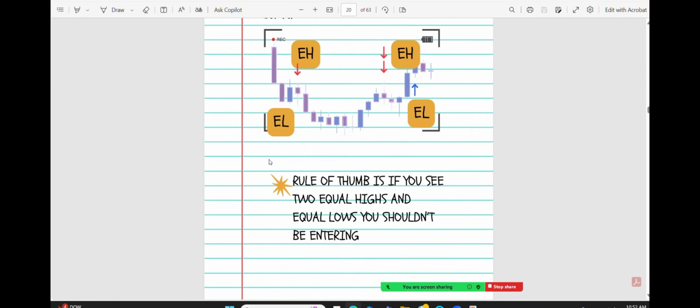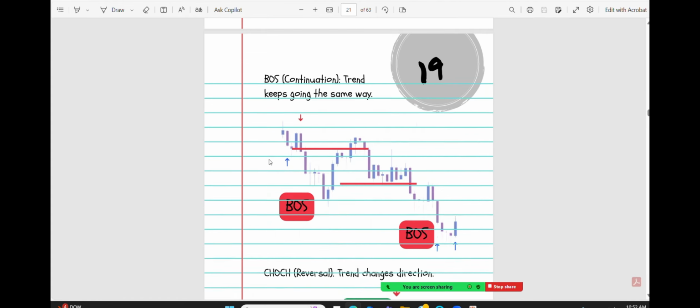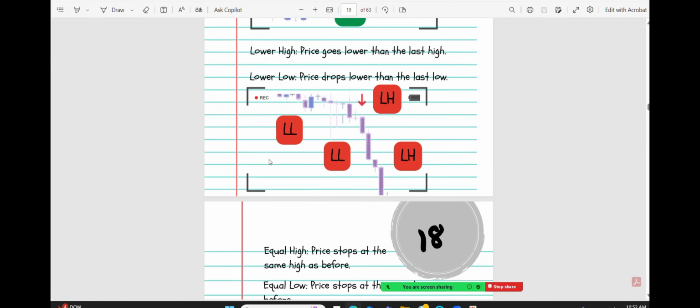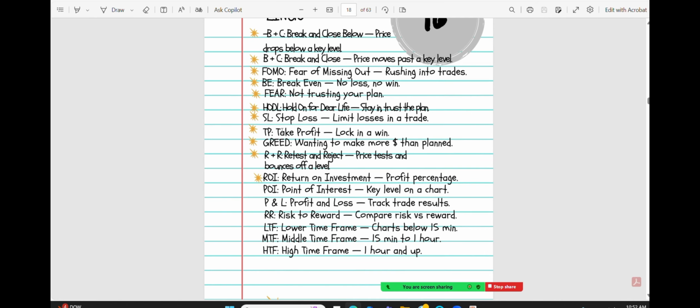I don't think we're missing anything. Equal highs, equal lows, everything that's in the book. Literally. Everything that's in the book.